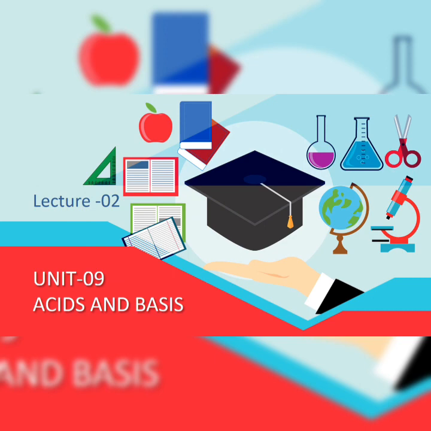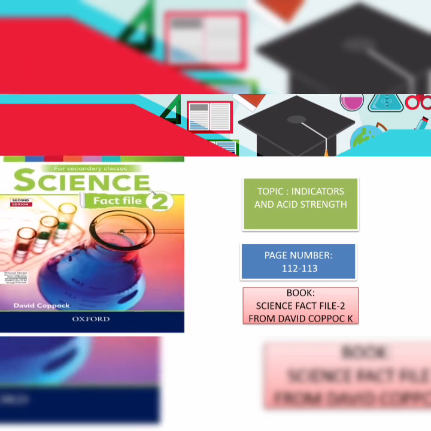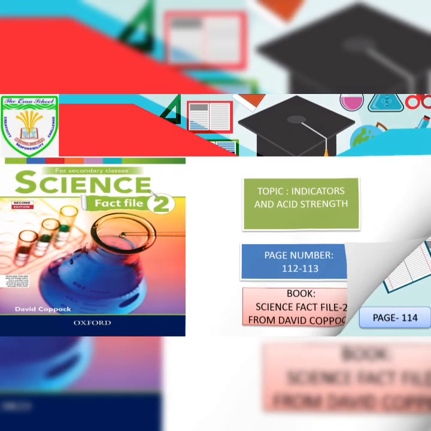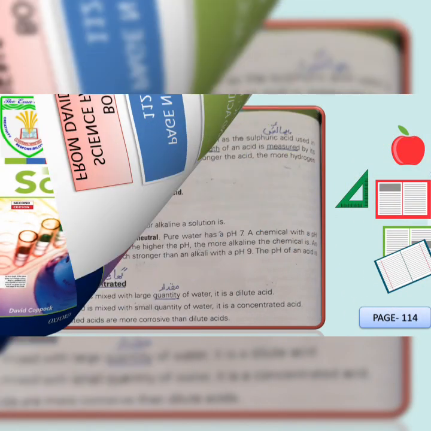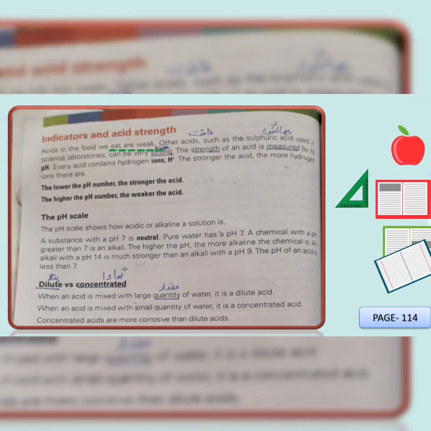From unit number 9, acids and bases, we are going to start our lecture number 2. So our today's topic is indicators and strength of acids. Acids that are present in our daily food are basically weak acids. On the other hand, the acids that are used in the laboratory, for example sulfuric acid, nitric acid, acetic acid, they are basically strong acids.